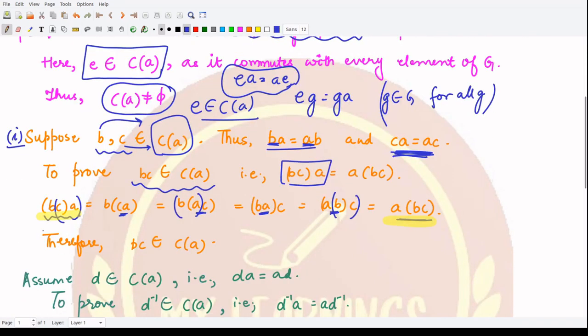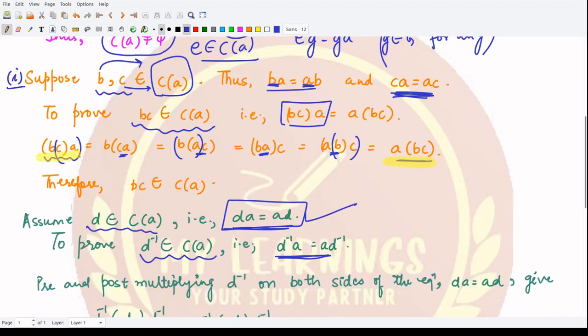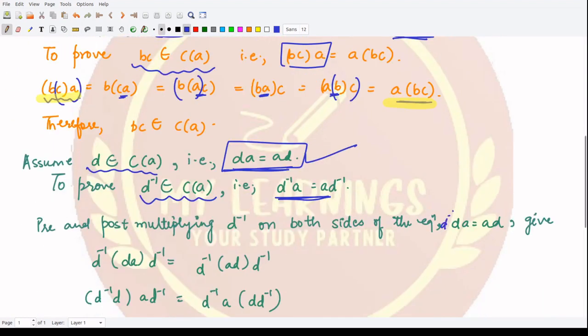Now for the second part, we take some element D from the centralizer of A and prove that its inverse is also present in the centralizer. If D is present in the centralizer of A, it means that DA is equal to AD, right? And we want to prove that D inverse A is equal to A D inverse. So we can pre- and post-multiply this equation with D inverse, so that we have D inverse on both sides: D inverse DA D inverse is equal to D inverse AD D inverse. You see this and this combined, and this and this combined together, correct? You can write it like this with the help of the associative property.